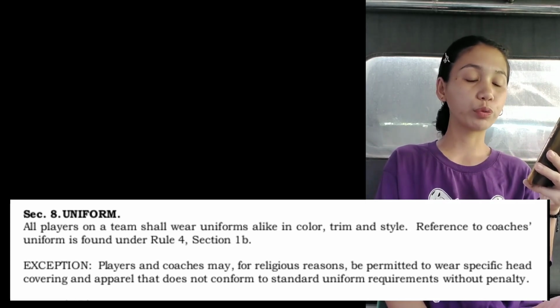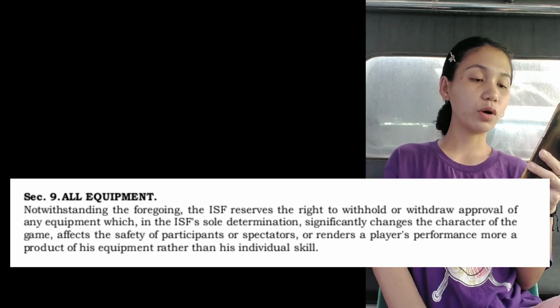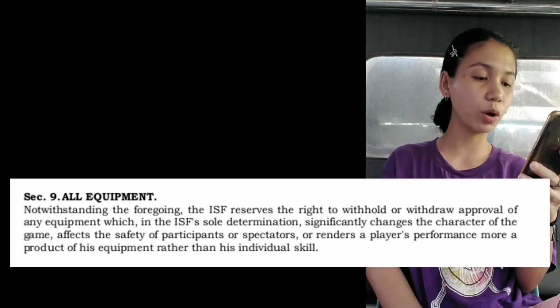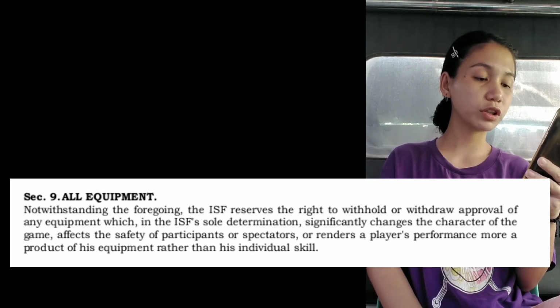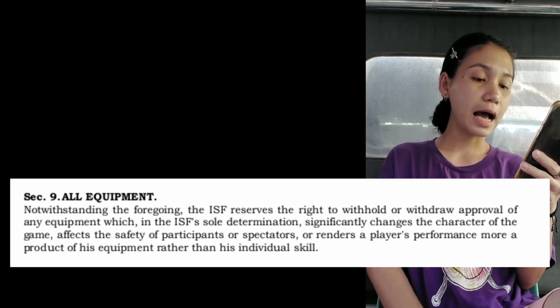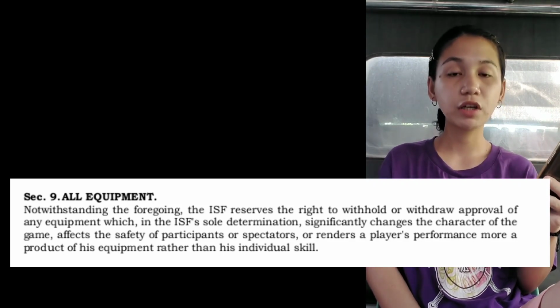Let's move on to rule number 3, section 9, all equipment. Notwithstanding the foregoing, the ISF reserves the right to withhold and withdraw approval of any equipment which, in the ISF's sole determination, significantly changes the character of the game, affects the safety of participants or spectators, or renders a player's performance more a product of his equipment rather than his individual skill. So, that is rule number 3, section 9, all equipment.